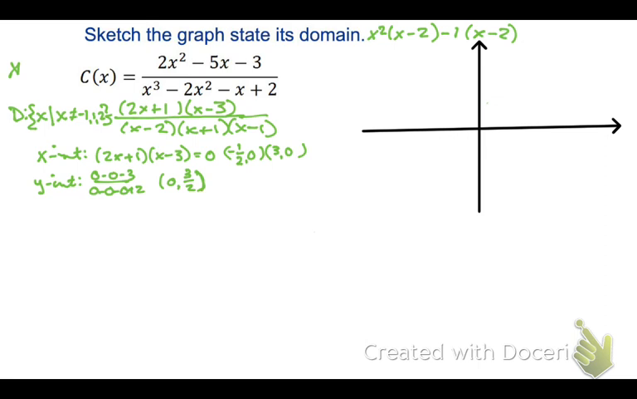Vertical asymptote. How do I find those? Set the denominator equal to 0. So x minus 2, x plus 1, x minus 1. So x equals -1, 1, and 2.